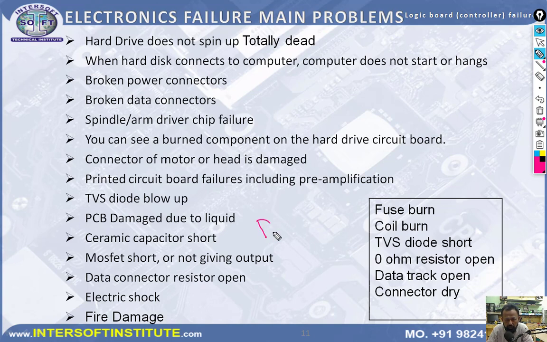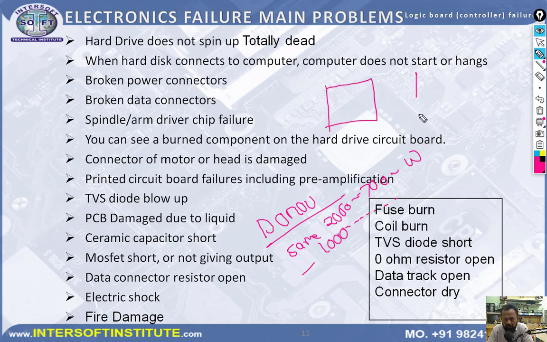We have to buy the donor PCB, same model, same brand, like 2060700, whatever the number is on the WD, and Seagate 100, whatever the number is, you can find the same donor, and you have to take patient and donor, like that.